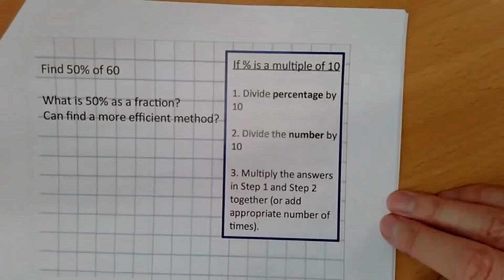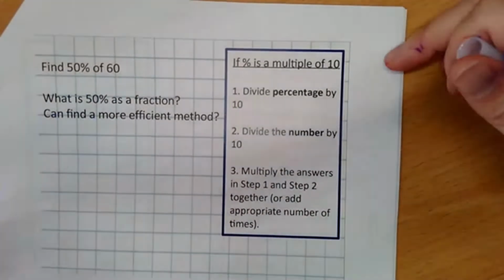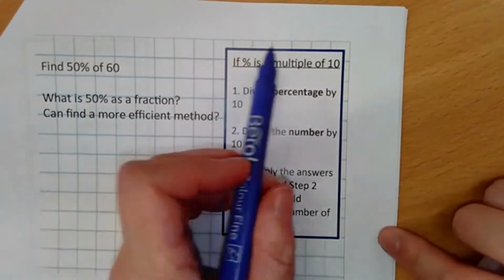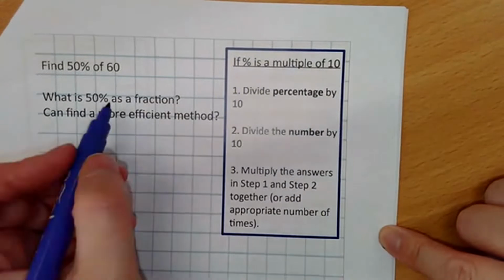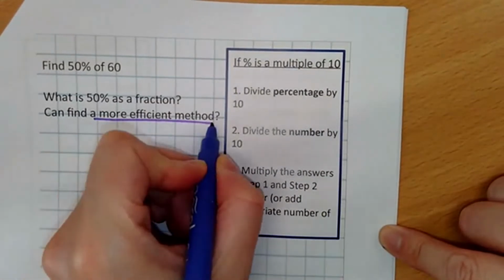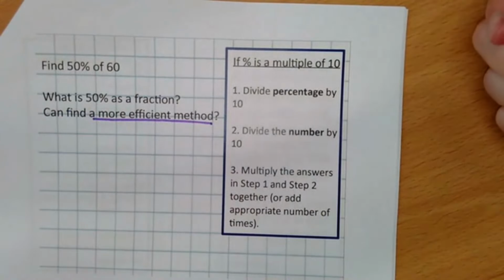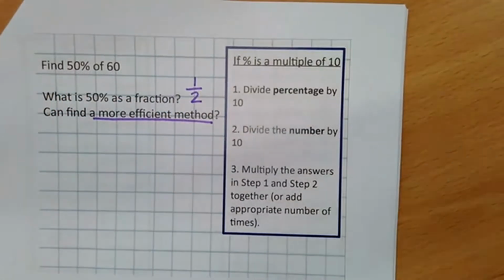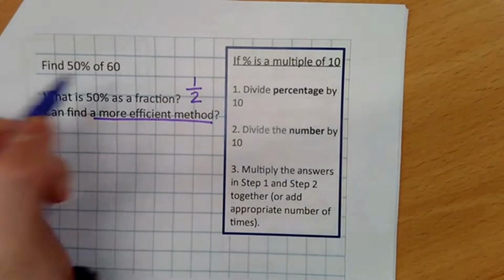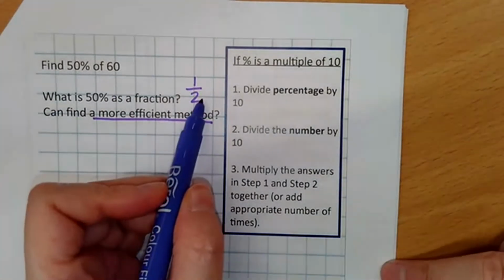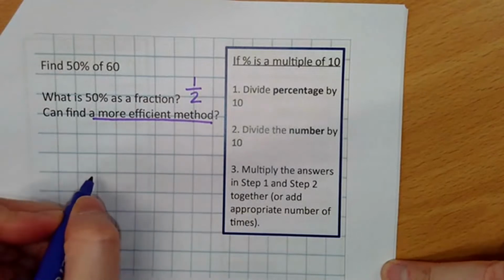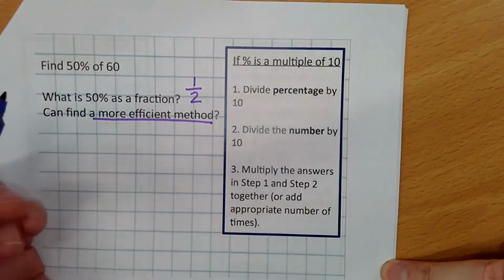Now, let's take a look at this one. We have to find 50% of 60. Now, I could go through these steps to success, but is there a more efficient way? What is 50% as a fraction? Can you remember? Shout it out. Well done. Yeah, it's half. So actually, a really quick way of finding out 50% of a number is just to divide it by, tell me, 2. Great.